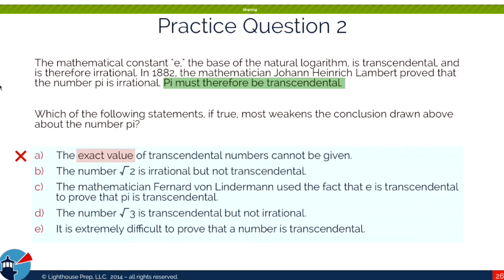But the second reason is that it's not going against the logic path of the passage, where because pi is irrational, it must be transcendental. So we can eliminate this one for those reasons.